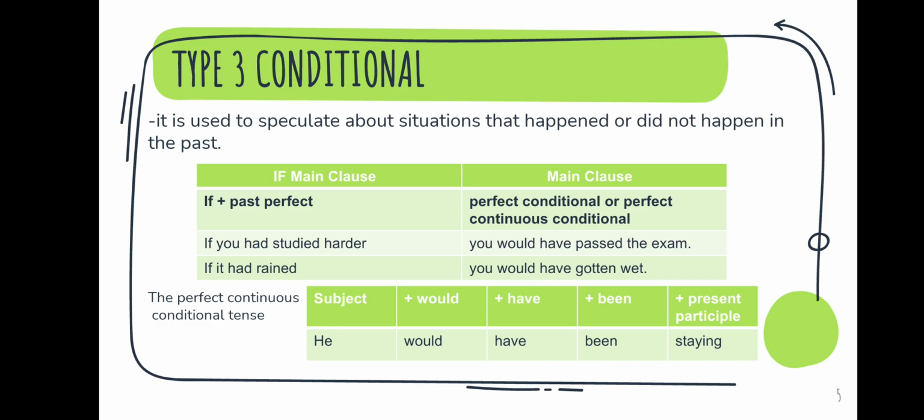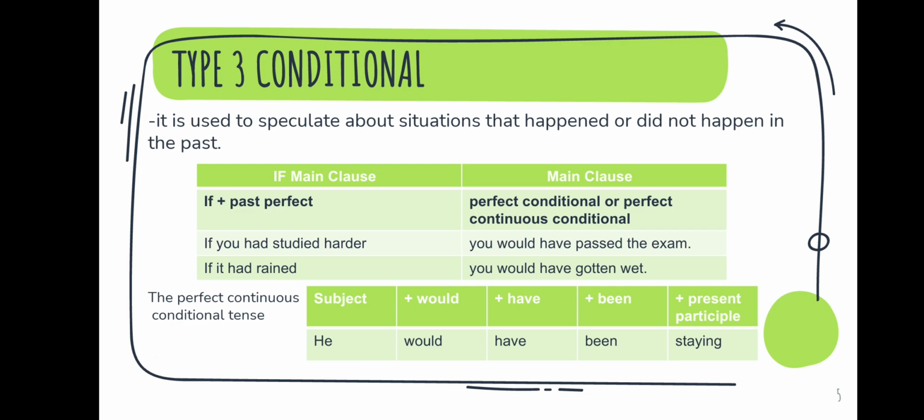In type 3 conditional sentences, the if clause uses the past perfect and the main clause uses the perfect conditional. The situation will be, if this thing had happened, the thing would have happened. But neither of those things really happened. Or another example is, the thing would have been happening.